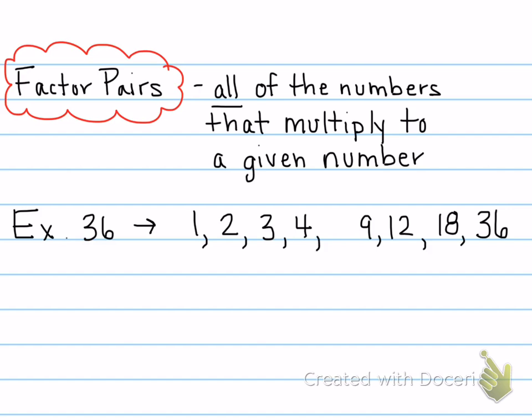I move up to 5, and 5 doesn't go into 36, so I don't write that number down. And then I go up to 6, and I know that 6 goes into 36, and 6 times 6 is 36. I only need to write that one time, because these are all of the factors of 36. And the pairs are 1 and 36, 2 and 18, 3 and 12, 4 and 9, and then 6 times 6, which you only have to write once.